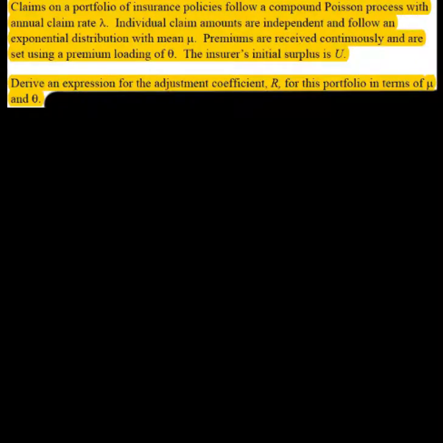So it says the claims on a portfolio of insurance policies follow a compound Poisson process with the annual claim rate being lambda. The individual claim amounts are independent and follow an exponential distribution with the mean mu. And the premiums are received continuously and are set using a premium loading factor of theta. The insurer's initial surplus is U. Derive an expression for the adjustment coefficient R for this portfolio in terms of mu and theta.